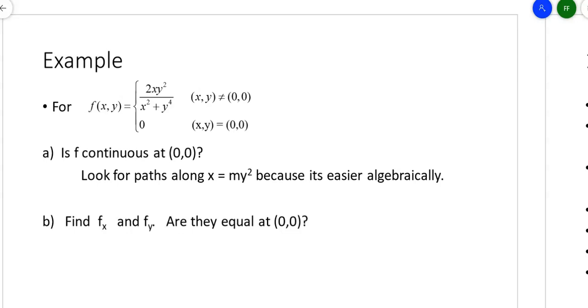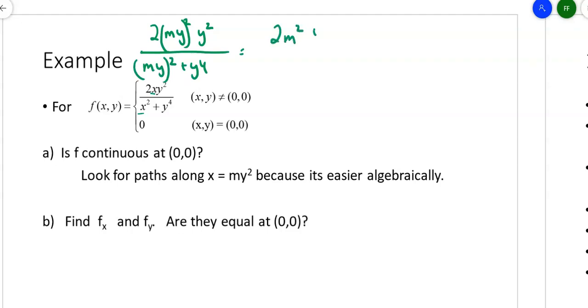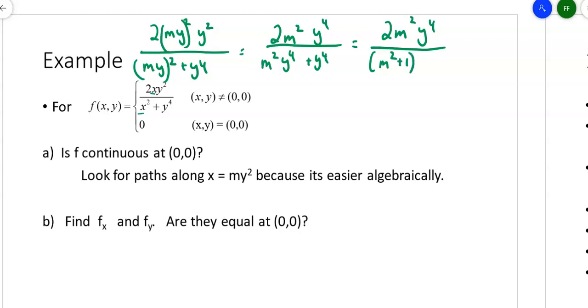If we can approach along lines, why not approach along parabolas? So replace these x's up here and down here with m y squared. So I'll get 2 m y squared times y squared over m squared y to the 4th plus y to the 4th. On the top, I get a 2m y to the 4th. On the bottom, I got an m squared plus 1 times y to the 4th, right?